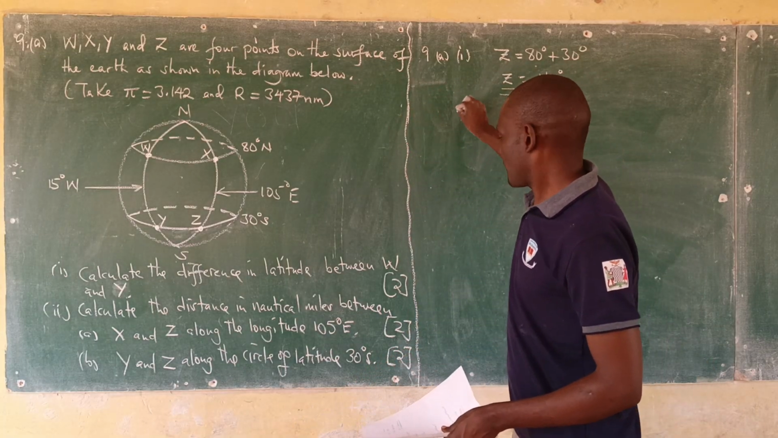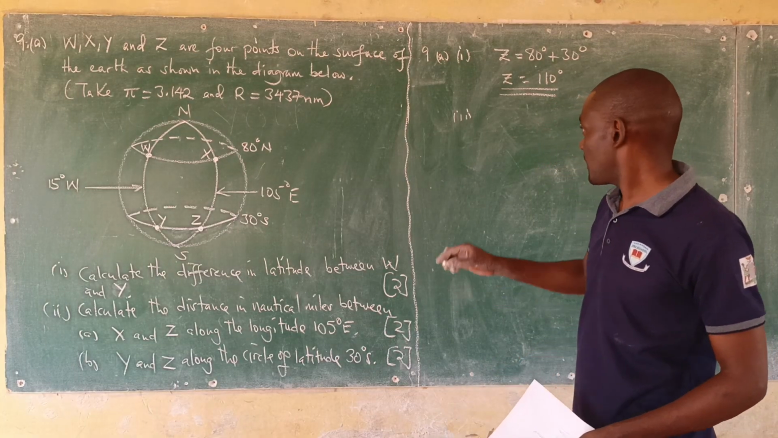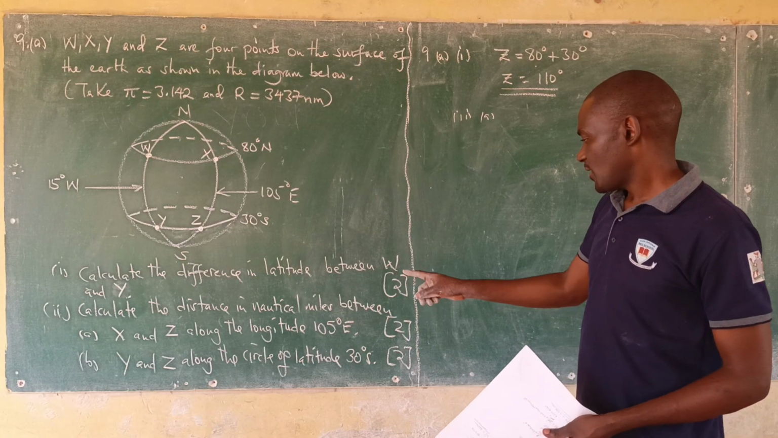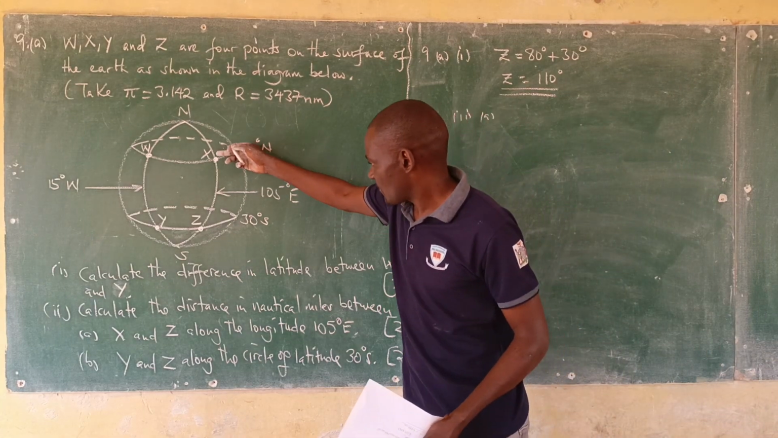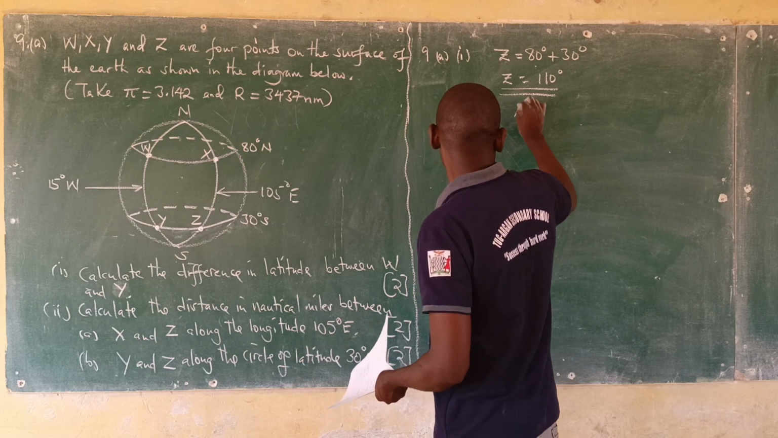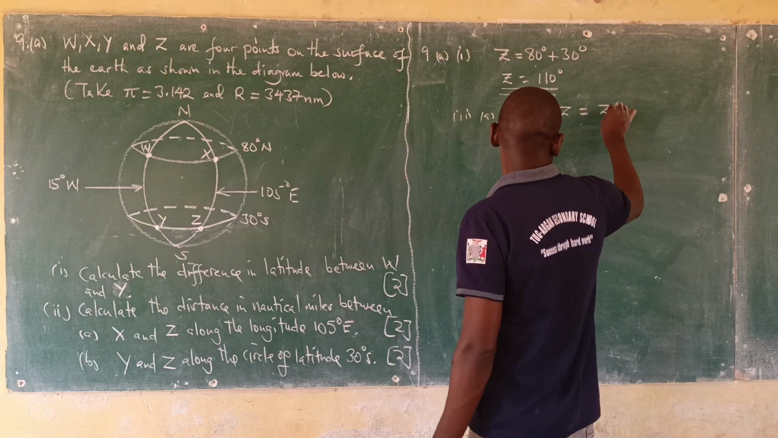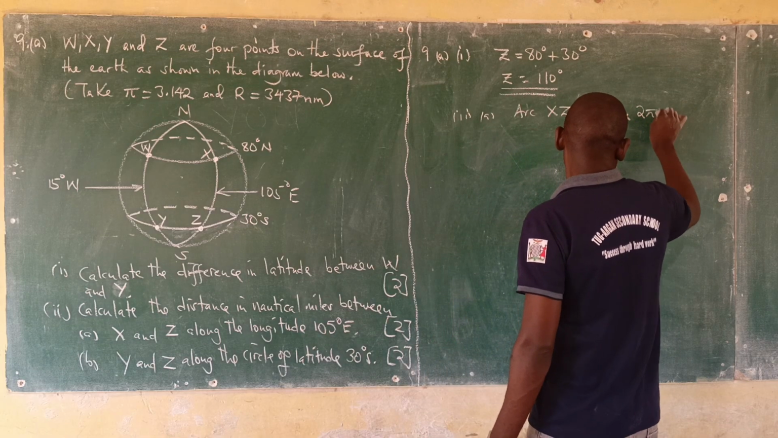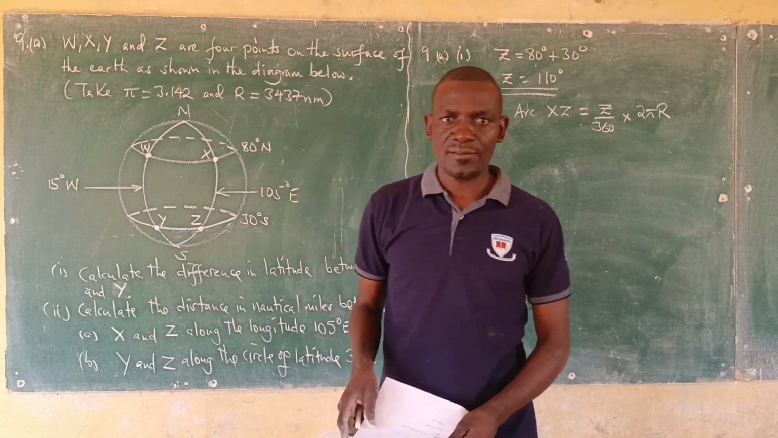Part 2. Part 2 says calculate the distance in nautical miles between X and Z along the longitude 105 degrees east. X and Z. So we calculate this distance, XZ. So we'll simply say arc XZ is equal to Z over 360 times 2 pi r. Since this is distance along a great circle, that will be our formula.